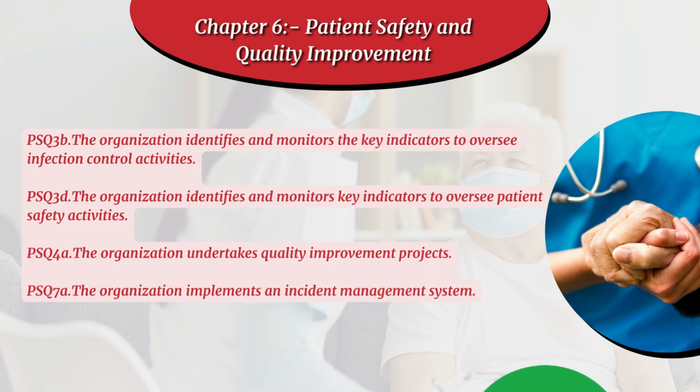Now we'll talk about the rest of the core objective elements of chapter number 6, patient safety and quality improvement. PSQ3B: the organization identifies and monitors the key indicators to oversee the infection control activities. So these are the indicators which help to monitor infection control. These are mentioned on paper and recorded and maintained in the records, and these indicators are really very important to monitor and control the infection.